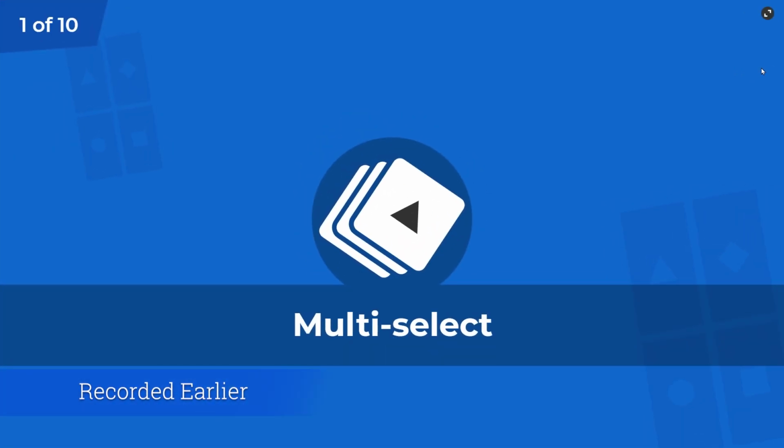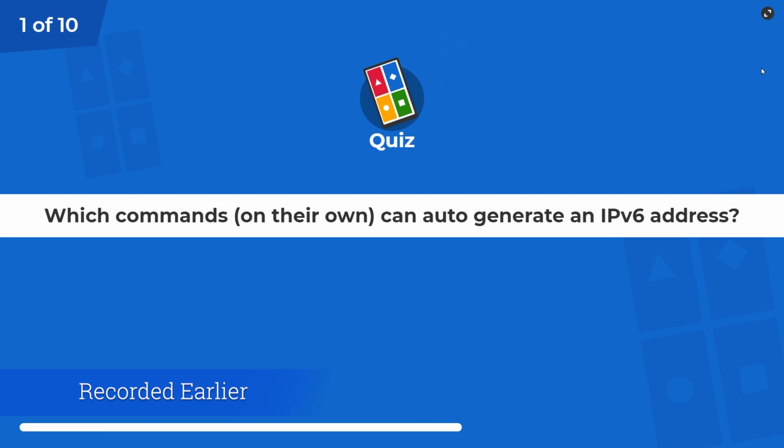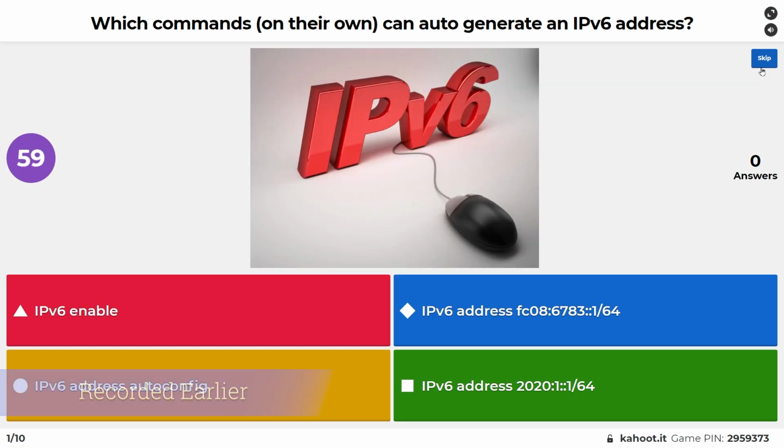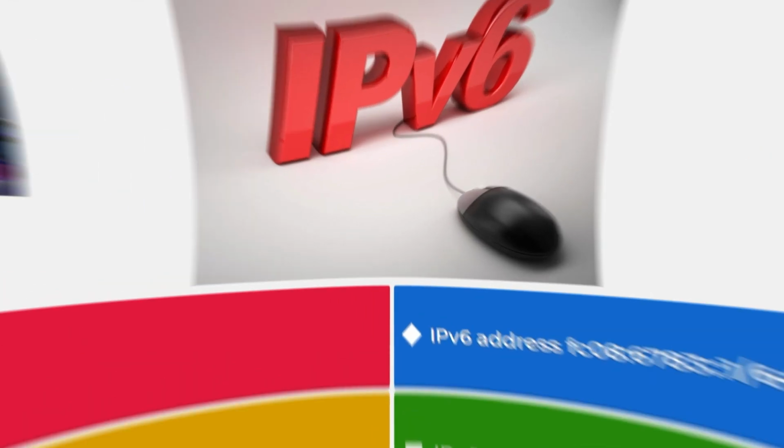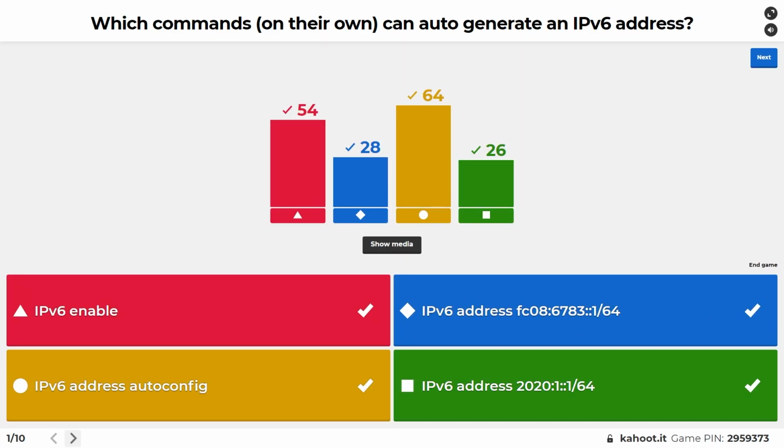And here's question number 1. It's multiple select. Which commands on their own can auto-generate some type, any type of IPv6 address? And all of these answers are absolutely true.